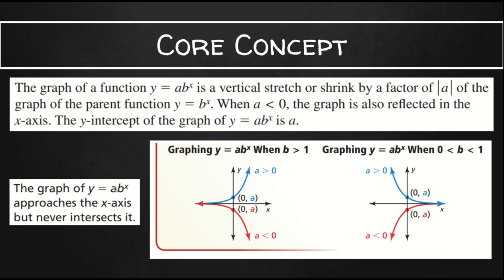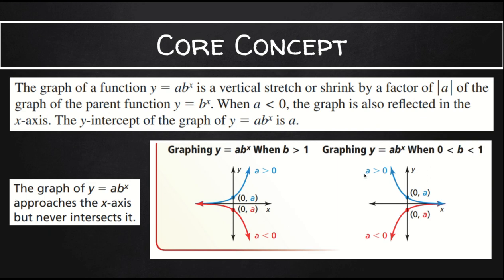Because imagine you have a negative times whatever your b to the x power is. So it's always going to be a negative value. So this red line here is when your a is a negative number. Now over here, this is when your b, whatever you're multiplying by, is a fractional value. So it's between 0 and 1. It's a fraction or decimal that is greater than 0 but less than 1, okay?